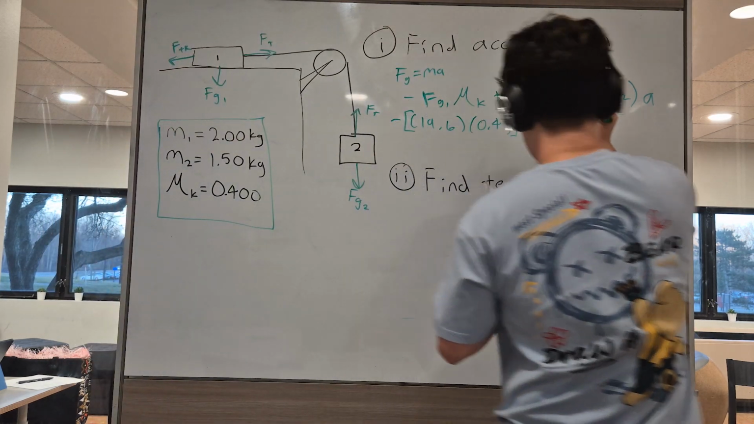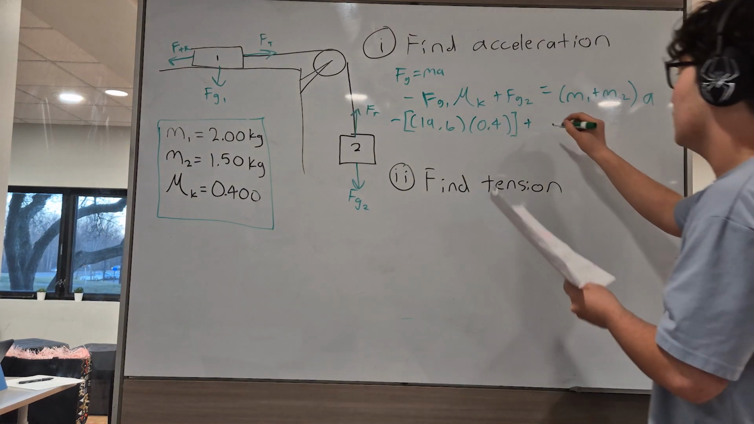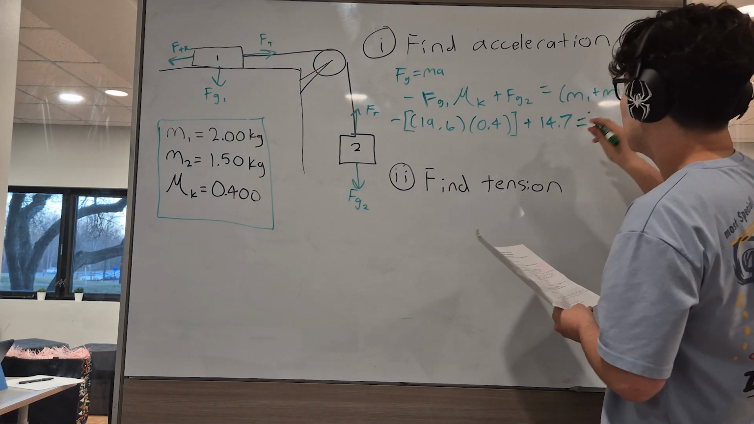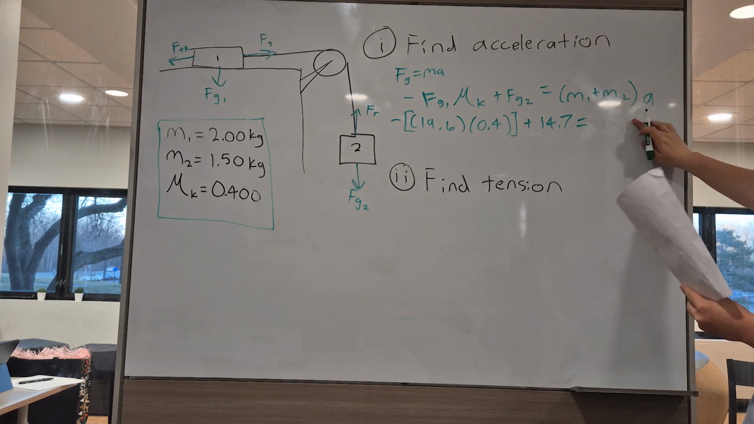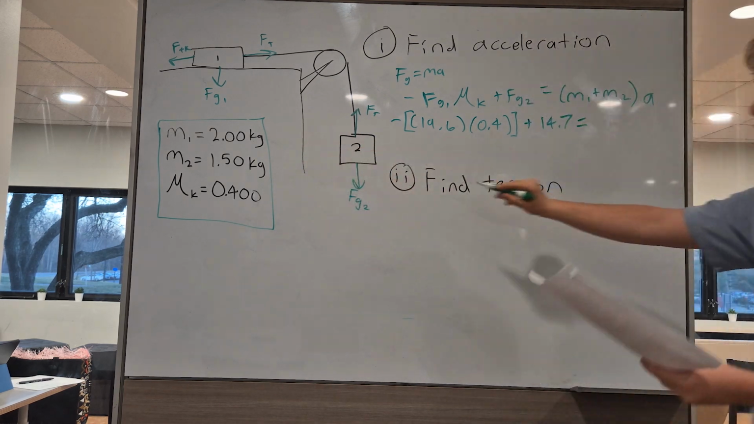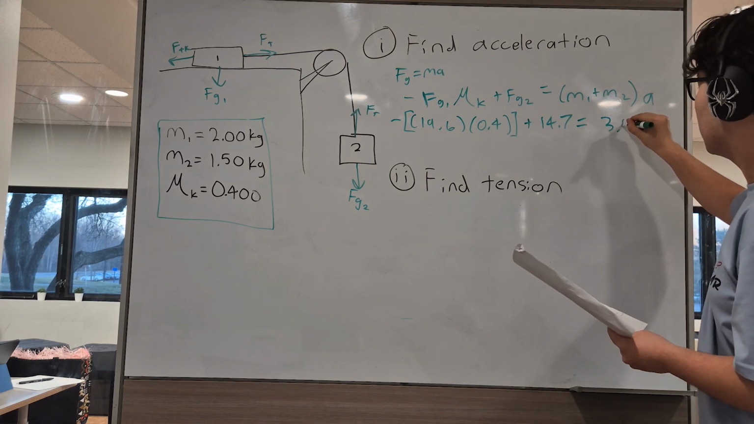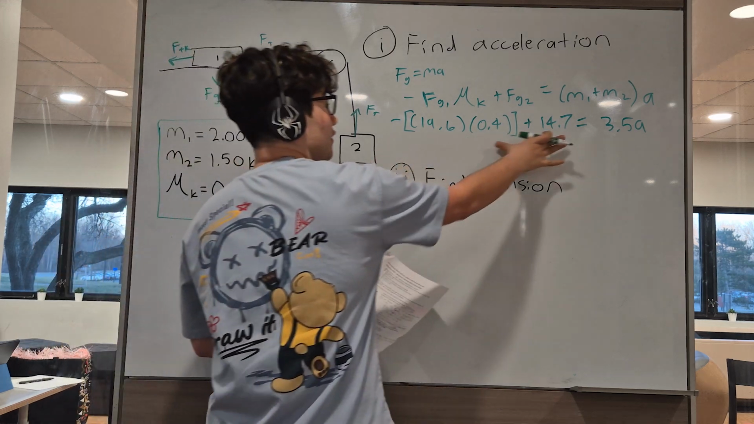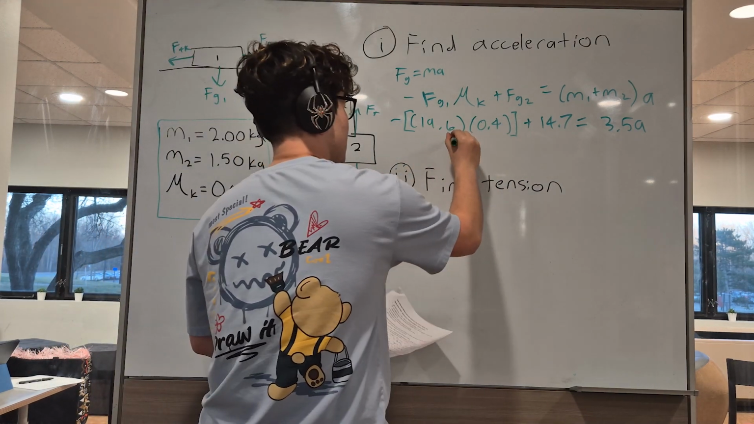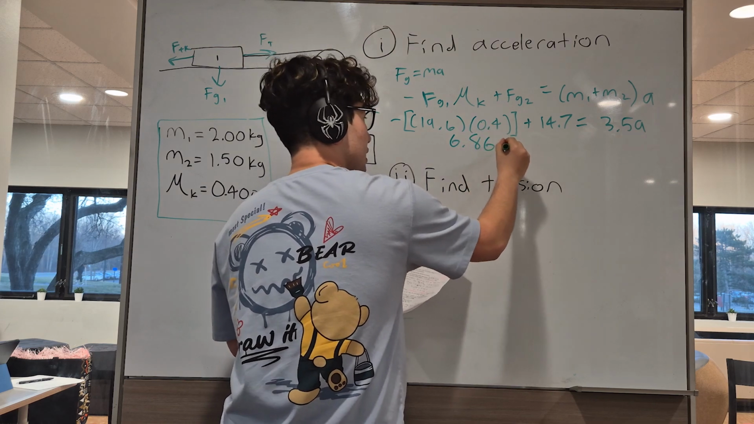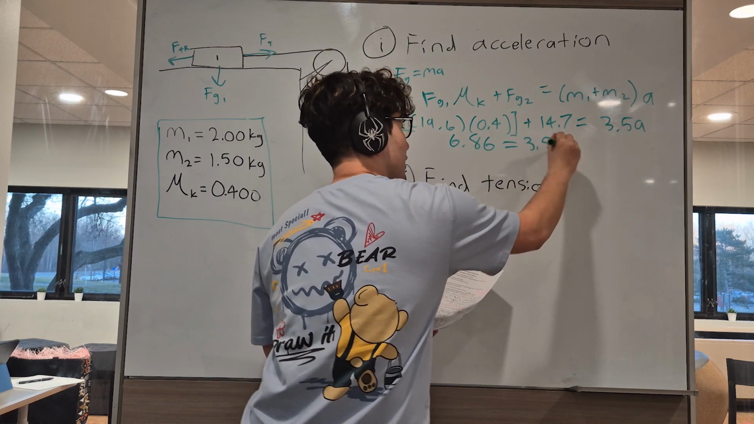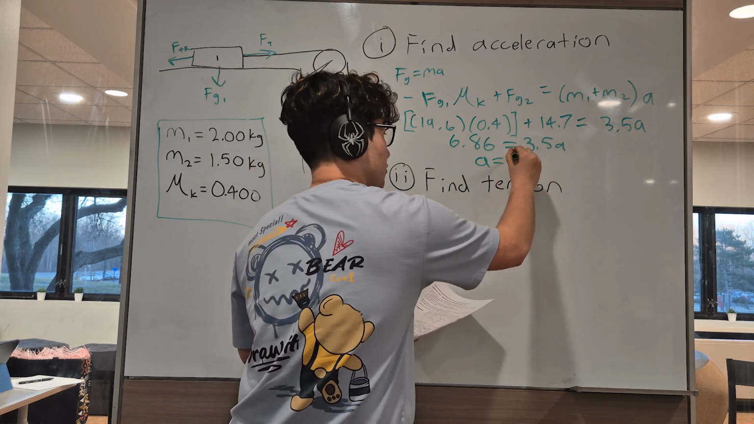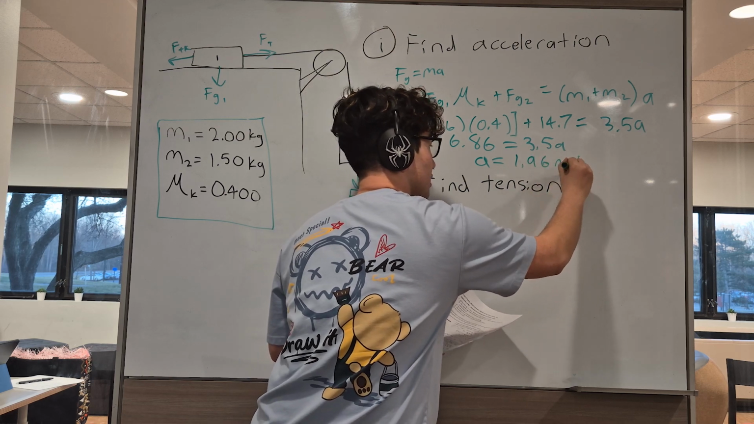And then plus the force of gravity of the second block, that should be 14.7, is equal to mass 1 plus mass 2, that's 2 plus 1.5, so that should be 3.5a. So now we can add together. And when we add all of this together on this side, we should get 6.86 is equal to 3.5a. Then we divide each side by 3.5, and we get a is equal to 1.96 meters per second.